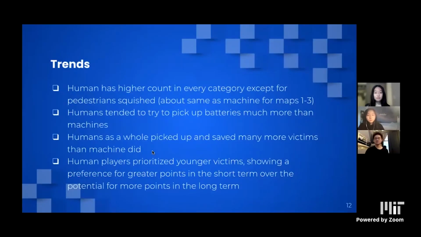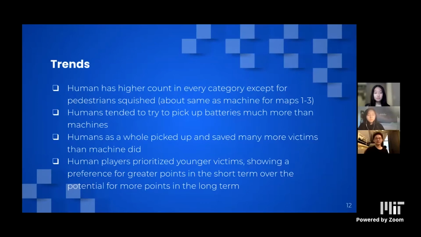So the general trend we found across all 5 maps was that the humans were far outperforming the RL agent. And this was true in almost every category except for pedestrian squish, which were the same between the machine and the person on maps 1 through 3. Humans were much better at picking up batteries to extend the playtime. They also were much better at saving victims than the machine.